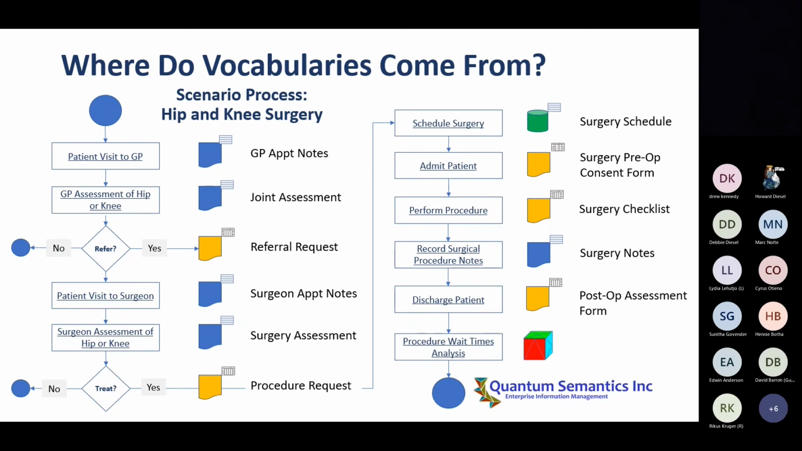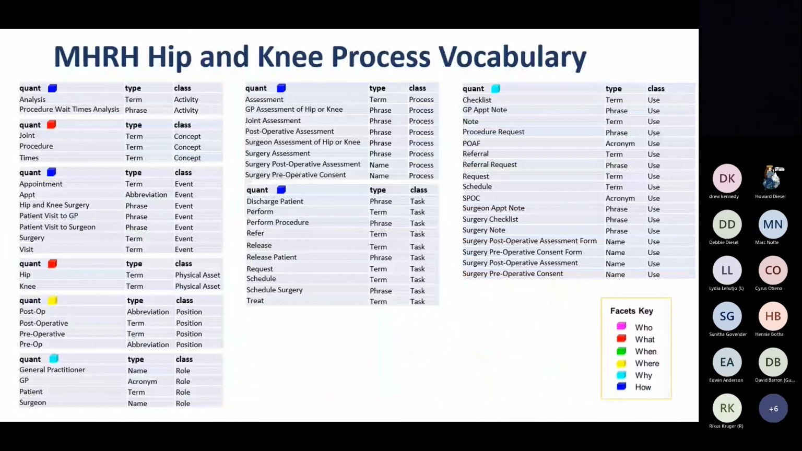We'll also pick up the document types. And then at the end, you get this procedure wait time analysis. So this is the vocabulary that we started with. This is what it looks like when you classify and identify. I haven't put the identifiers or any of the other properties here just to keep this nice and clean. But this is exactly what happens when you parse a document or a database. And we came at this from both directions. You can see from the facet key, the quant for the how. So procedure wait time analysis is an activity. You can see the classes and the types.